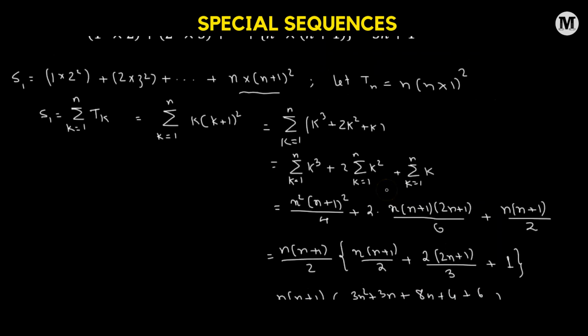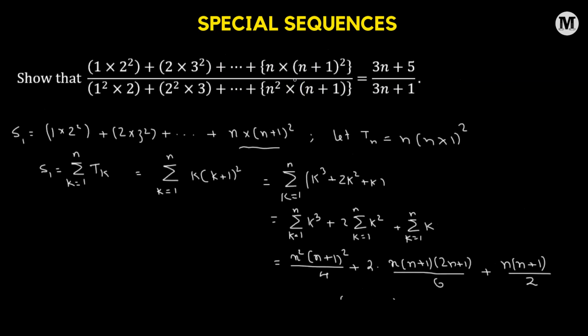Okay, so this is the sum of the series 1 times 2 squared plus 2 times 3 squared, added all the way up to n times (n plus 1) whole squared. Now let's come to the denominator part. Here we have 1 squared times 2 added to 2 squared times 3, plus all the way up to the nth term, which is n squared times (n plus 1).